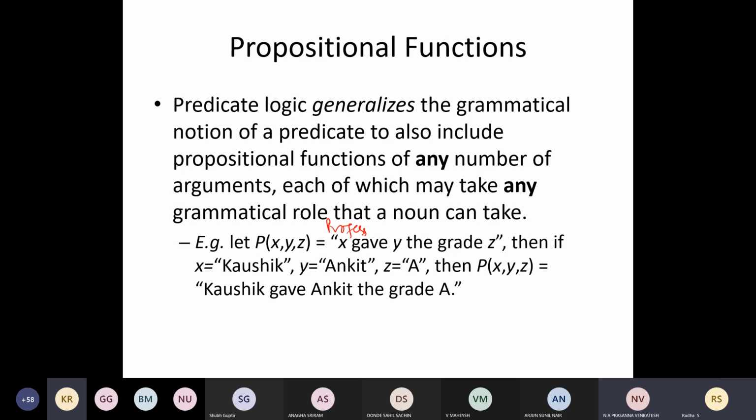professor gave Ankit the grade yes. So instead of x I am replacing by professor. Y I am using Ankit, and for grade z, z is replaced by yes. It's up to you. You can replace anything. Generalized way I am writing. Then you can fill all x, y, z. Predicate is the same here.